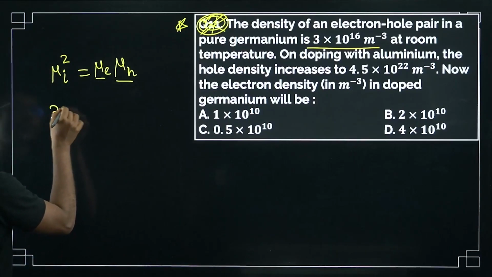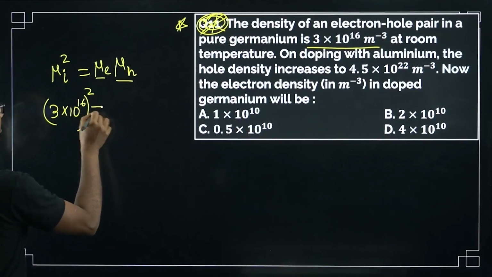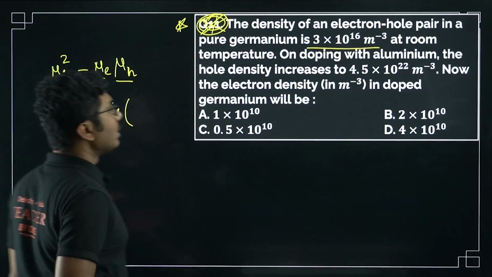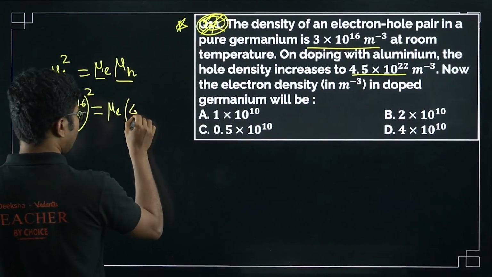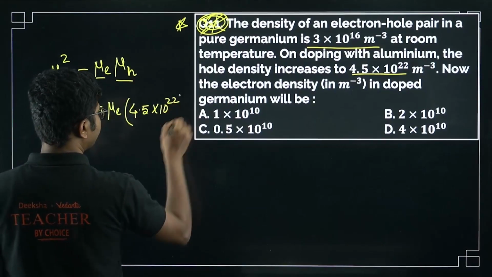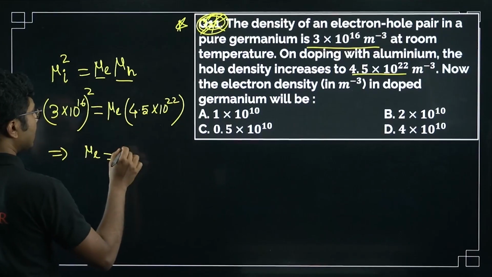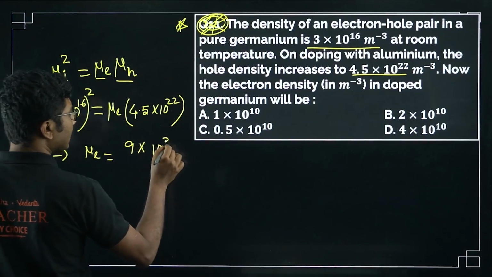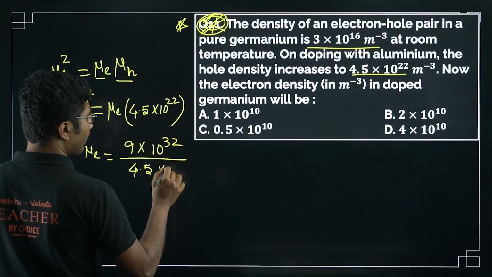So (3 into 10 to the power of 16) whole square equals mu E, the electron concentration we are trying to find. The hole concentration is given as 4.5 into 10 to the power of 22. So what is the electron concentration? It will be 3 square is 9 and 10 to the power of 16 square is 10 to the power of 32, divided by 4.5 into 10 to the power of 22.